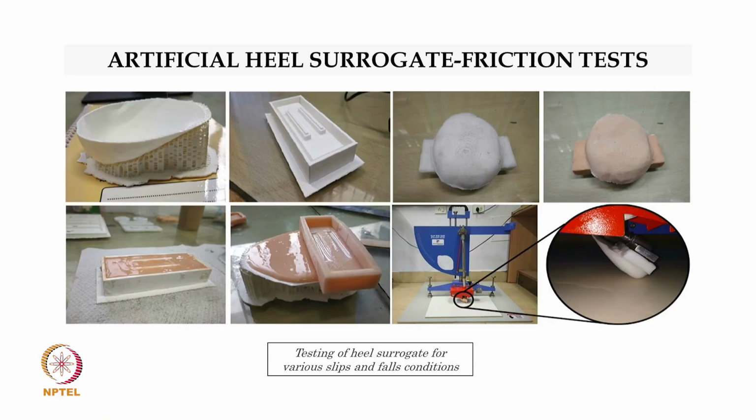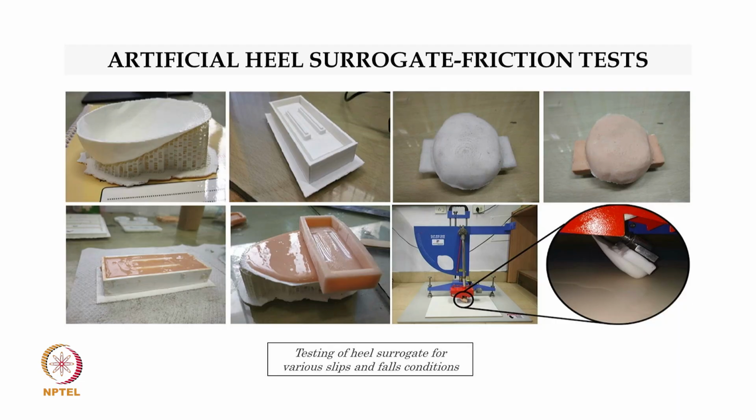The next tissue simulant which we developed was for a somewhat different purpose. This is known as an artificial heel surrogate. This is an adaptation from the calcaneal heel pad. So we took the properties of the calcaneal heel pad, but we wanted to create the structure of the human heel, right? And what was the purpose here?